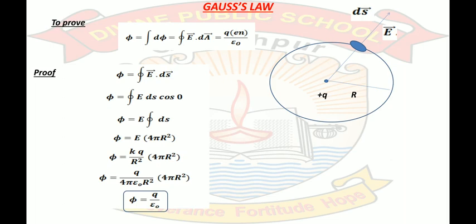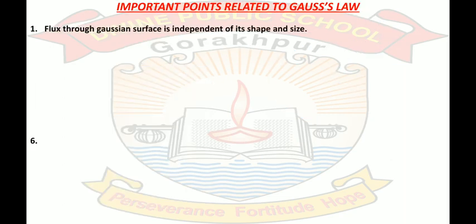If we would have taken a cylinder, then also the flux would be q upon epsilon naught. This means the direction or shape of the Gaussian surface is not a thing to be considered when we are looking at the flux. Is it clear? And obviously the size also. Sometimes in the board examination it is asked, if the radius of the sphere becomes twice, then what will be the change in the flux? The answer is no change, because it does not depend on the size.